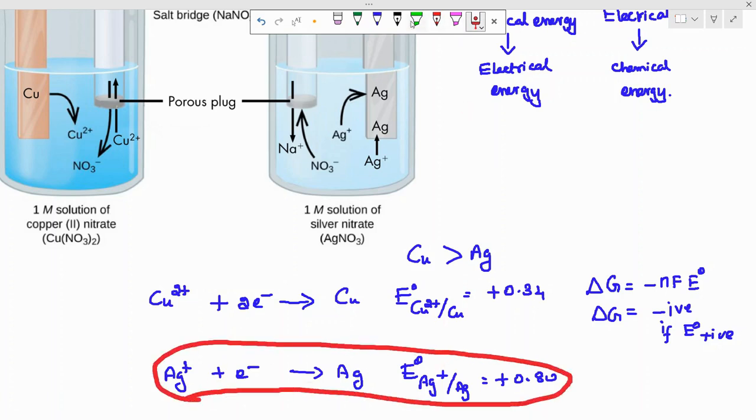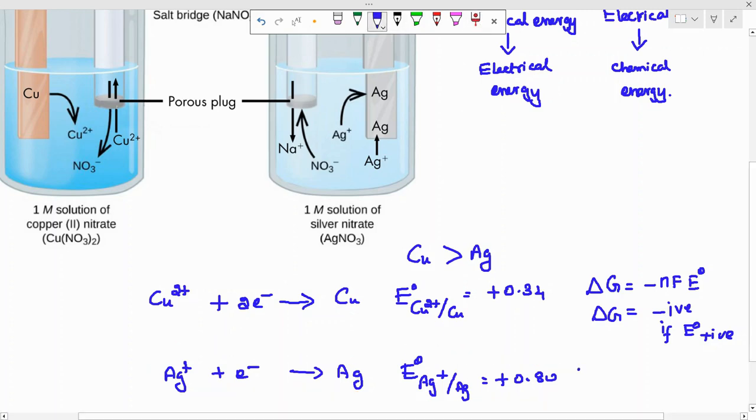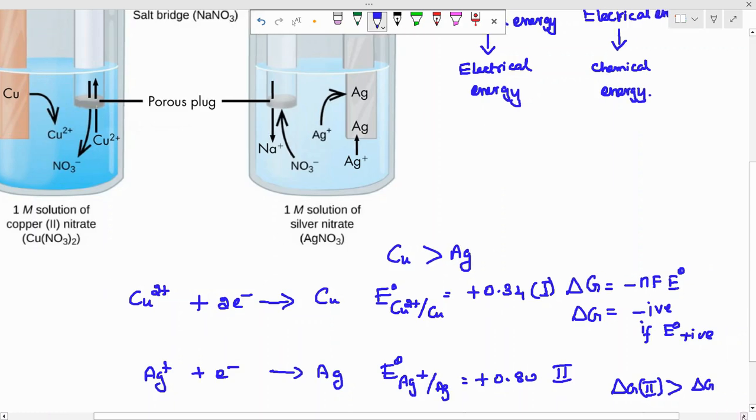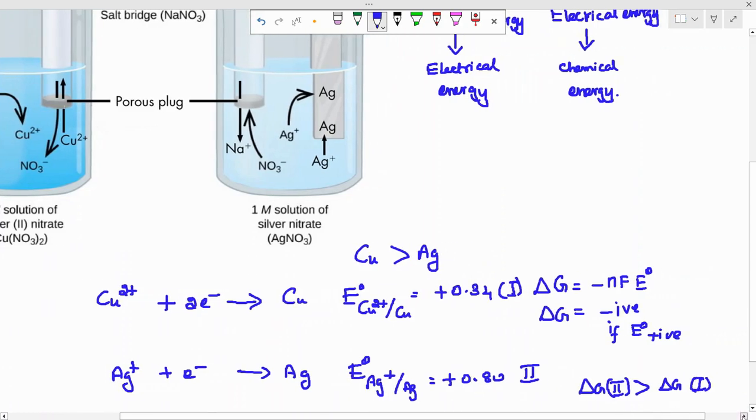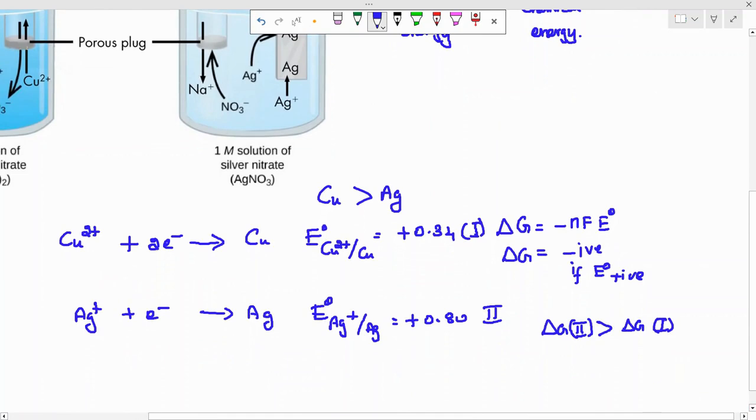So delta G for the second case. I will take this as the second case, and this as the first case. Delta G for the second case will be more negative than delta G for the first case. I am not comparing the original values, I am just comparing the negative values. The negative value increases negatively. Here delta G increases negatively for the reduction of Ag+ to Ag, so it will automatically get reduced.